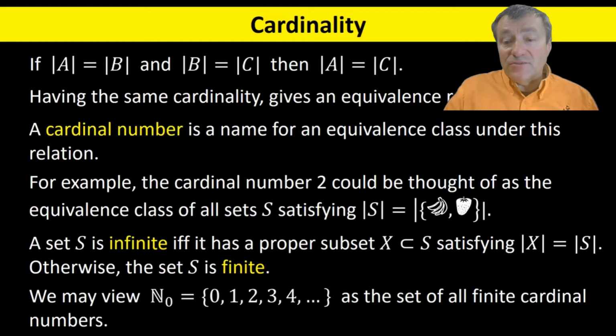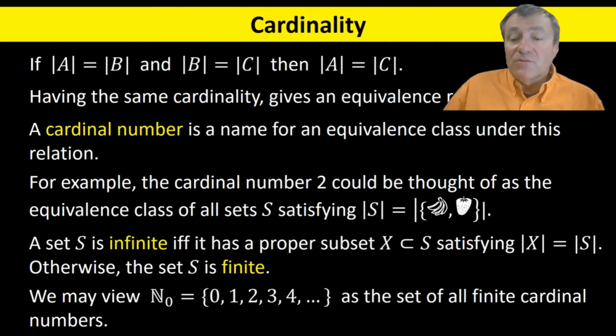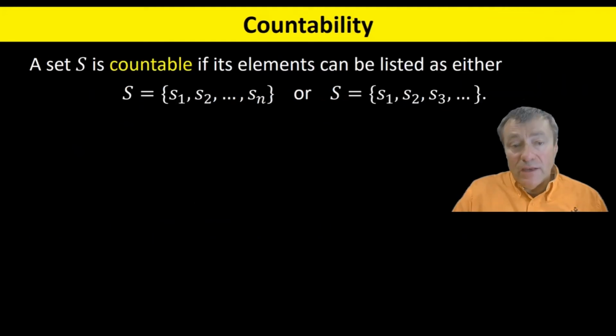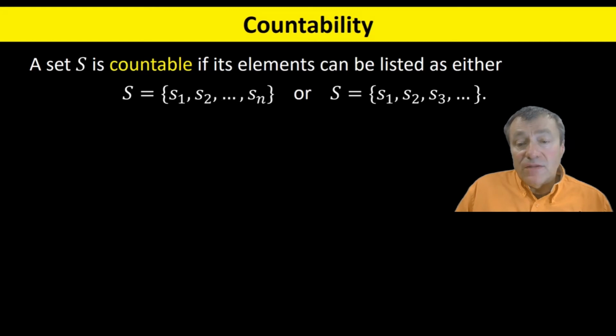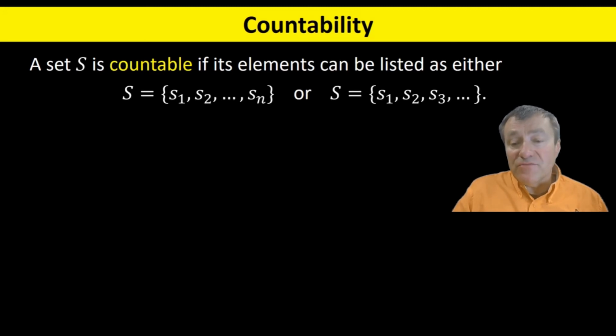Now, we may view n sub 0 as the set of all finite cardinal numbers. These are just names for equivalence classes of finite sets, that is, all the sets that are finite according to our definition. So the finite counting numbers emerge from more basic notions from elementary set theory. This is where the first of the big 5 number systems comes from. It's from counting. Now, we say a set is countable if its elements can be put in a list. By a list, I mean either a finite list or an infinite list. I've shown you what they would look like in our notation. Each list can be indexed 1, 2, 3, and so on. If the list stops after n terms, then it's a finite set. Otherwise, it's infinite, but still only countably infinite.